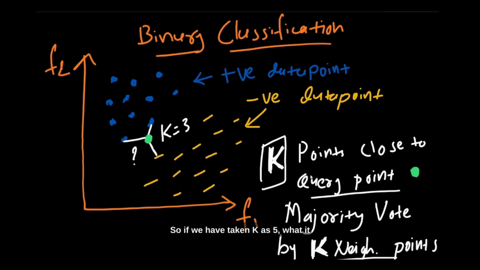So if we have taken k as 5, instead of taking 3 nearest points, it will get the 5 nearest points, and whatever the majority class of those top k points is decides the label. Let's say in the k equal to 5 setting I'm getting the 5 nearest points, and 2 of them are blue and 3 of them are yellow. Then I'll classify this green point as the negative point, belonging to the yellow class. So this is how it works.